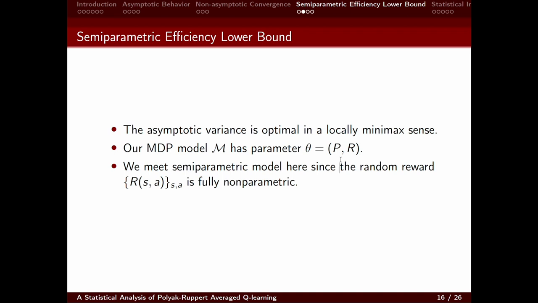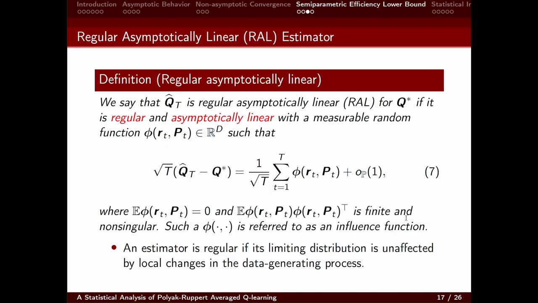However, for the reward, since we did not specify which distribution the random reward comes from, this is the reason we enter semi-parametric statistics. An important concept is the regular asymptotic linear estimator. Due to time limits, I will not introduce this concept in detail, but from a high level, an estimator is called regular if its limiting distribution is unaffected by local changes in the data generating process, and an estimator is called asymptotic linear if its estimation error multiplied by root T has the following finite sum decomposition, as equation 7 shows.